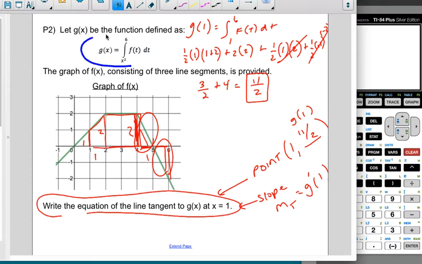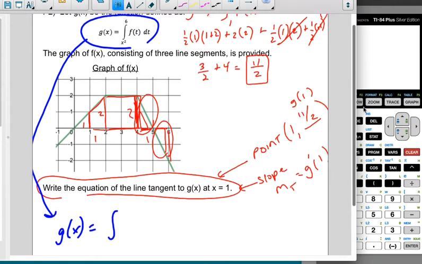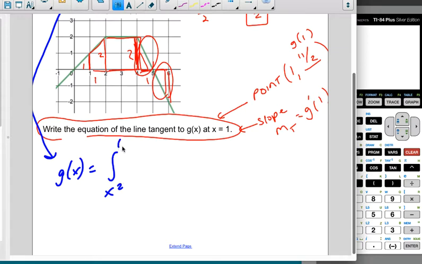The next thing I need is to take this and find my g prime, right? So if I come down here, we know that g of x is the integral, sorry, I just have to double check, it was an x squared, from x squared to 6 of f of t dt. So g prime of x is going to be what happens if I differentiate this.